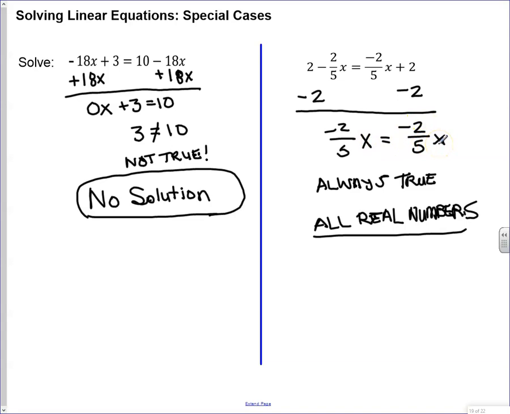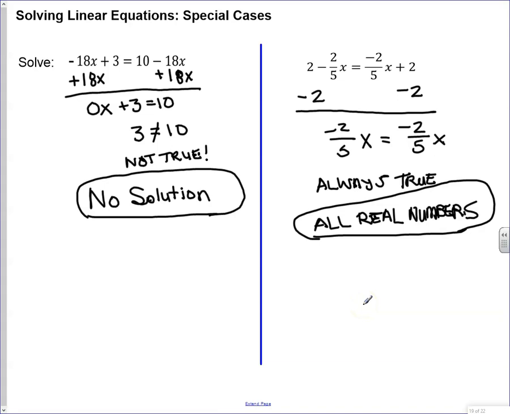Now that's always going to be true, right? So any value of x that I plug in, I could plug in 0.9, I could plug in 8,000, I could plug in 3/4, I could plug in anything, right? And this would always be true. So when it's always true, then we would say the answer is all real numbers, so everything's going to work. And so those are the two special cases.